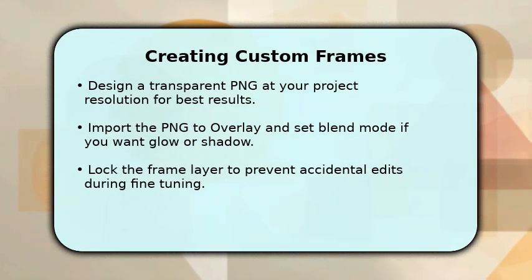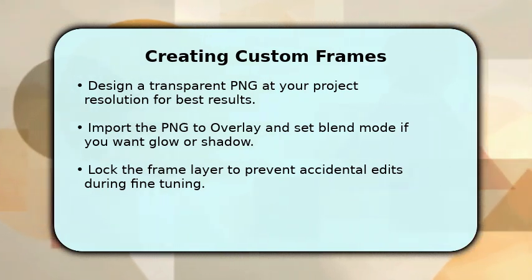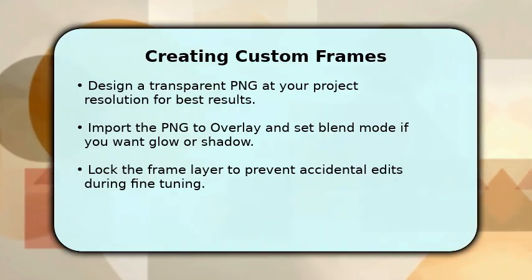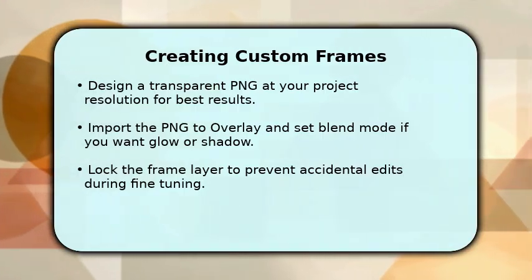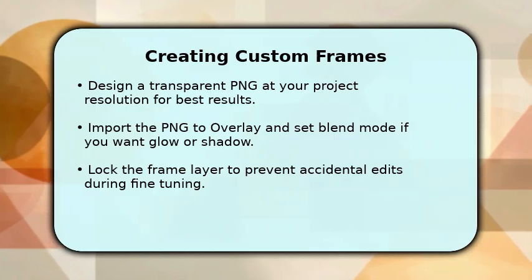Create a transparent PNG at your video resolution and import it into Capcut as an overlay. Position and scale the frame, then use the mask and border tools to refine edges and add a subtle stroke.